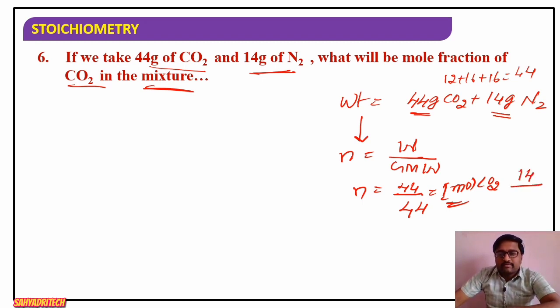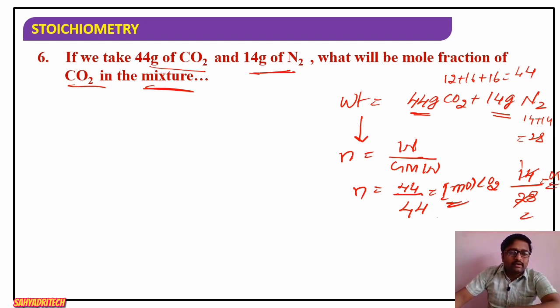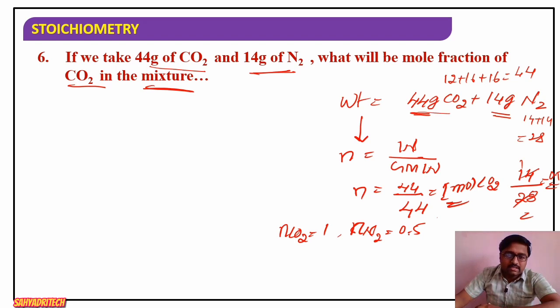Similarly, if you go for nitrogen, say nitrogen weight how much? 14 they have given. N2, its atomic mass 14, 2 nitrogen, 14 plus 14, 28. So molecular weight is 28. So 14 by 28, that is 1 by 2. 1 by 2 means how much? 0.5. Now we got number of moles. Number of moles of carbon dioxide how much? 1. Then number of moles of nitrogen how much? 0.5.